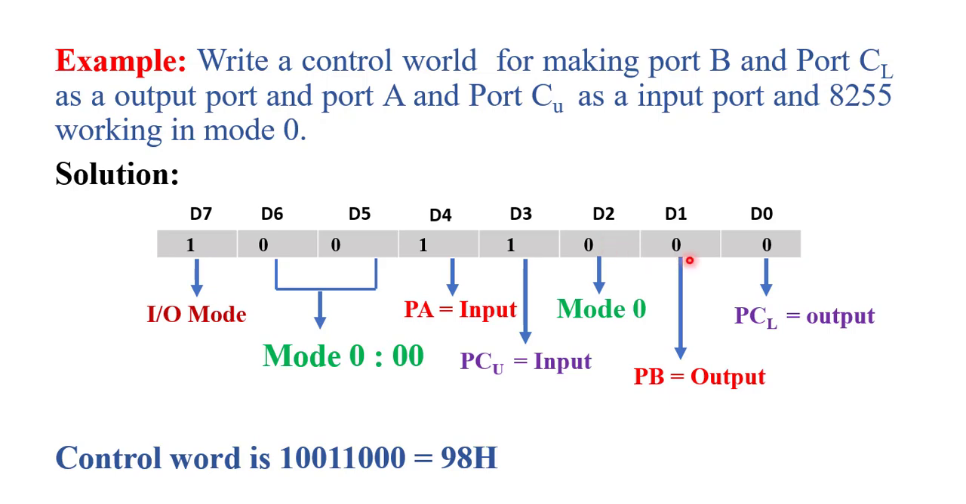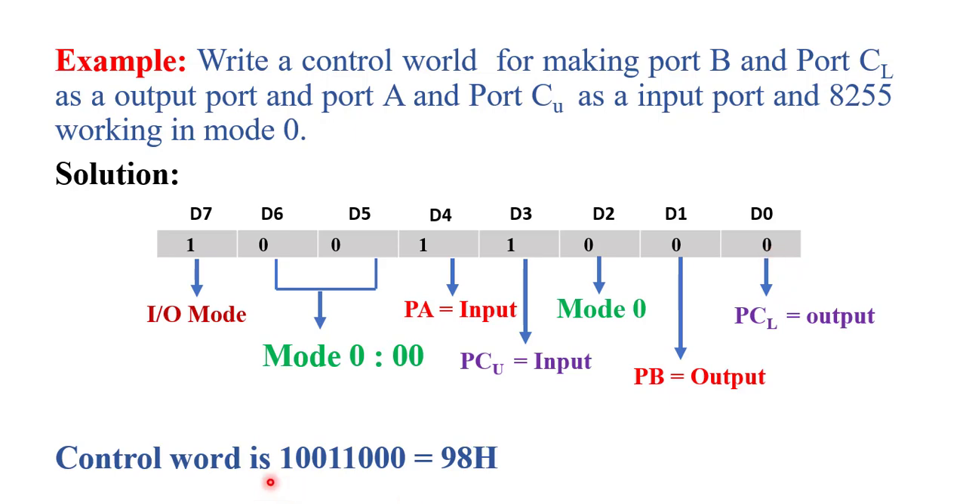Next, D1 pin. D1 pin defines the input-output functionality of port B. Port B works as an input port or port B works as an output port. Here port B works as an output port. So this pin is 0. Next and last, the least significant bit D0 defines the input output functionality of port C lower. Port C lower works as an output port or input port. So port C lower works as an output port, as mentioned in the example. So here this pin is also 0.